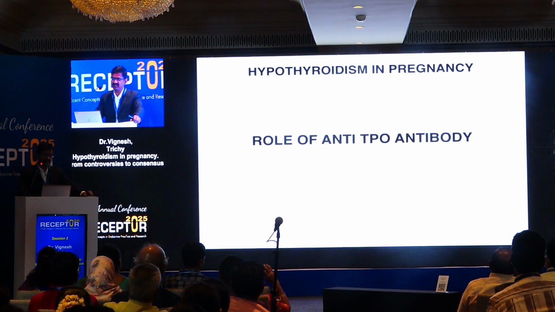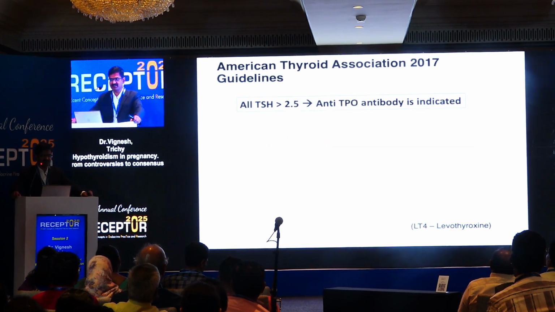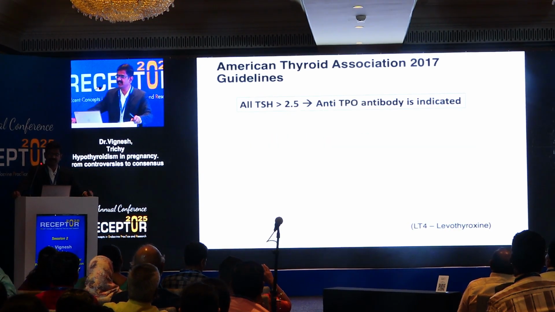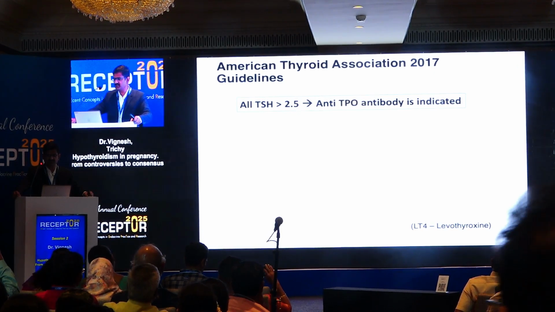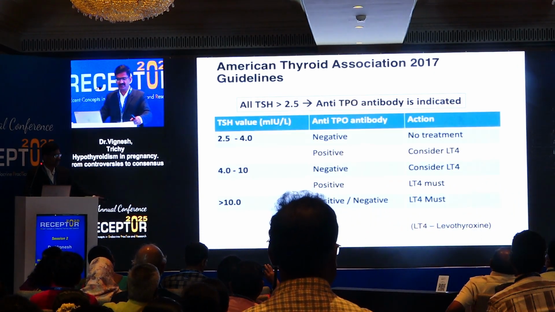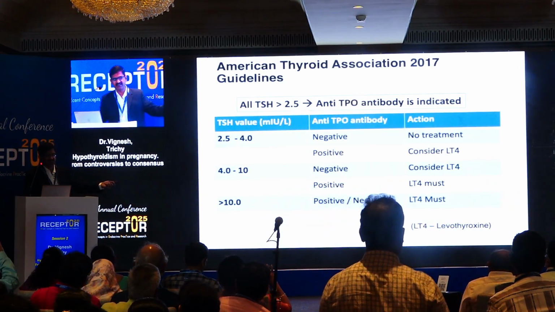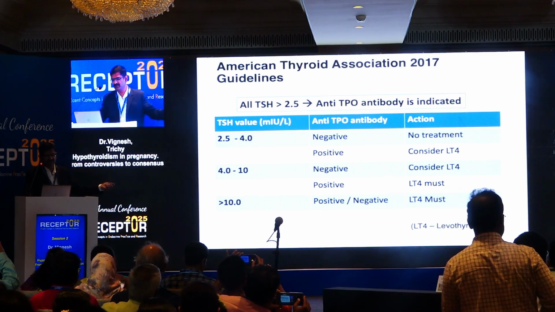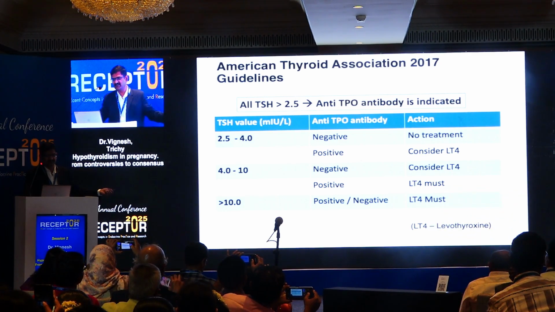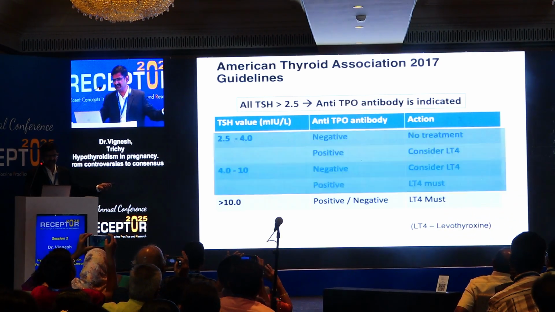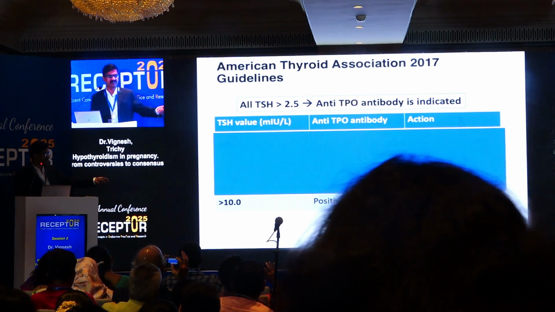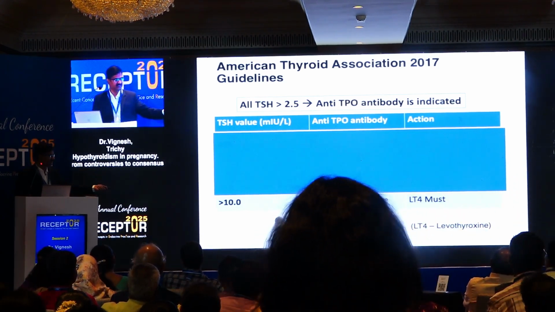So what is the role of this antibody in managing? Is it helpful in managing, or does it help to avoid treatment? Let us see. The guideline says if TSH in pregnancy is more than 2.5, antibody testing can be done. This is how they categorize: a milder degree of TSH elevation is 2.5 to 4, a modest degree is 4 to 10, and a severe degree of thyroid dysfunction is more than 10.